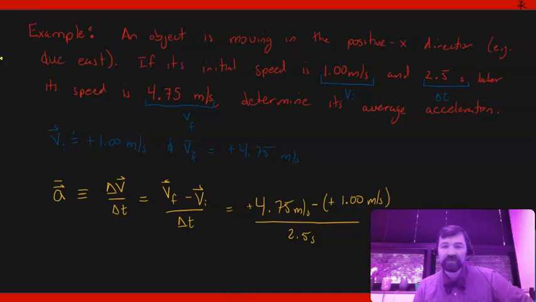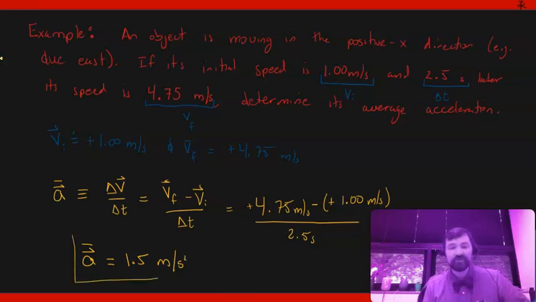Now this ends up being on the top 3.75, and so that gives me an acceleration of 3.75 divided by 2.5, which I believe is 1.5 meters per second squared, 2 sig figs. So that would be your average acceleration.